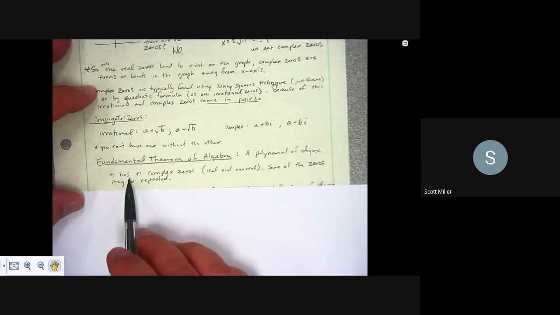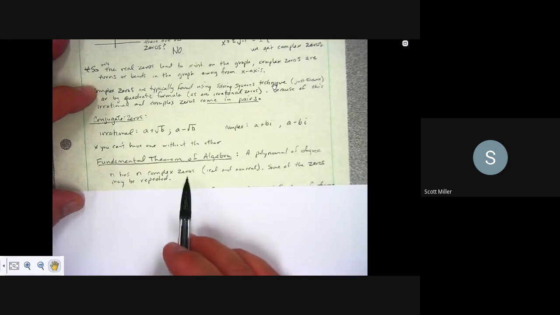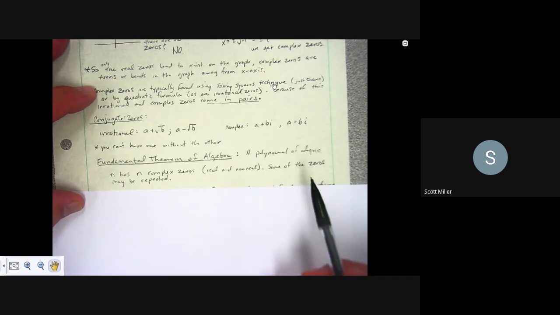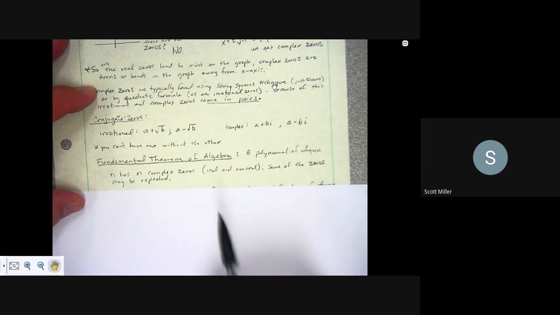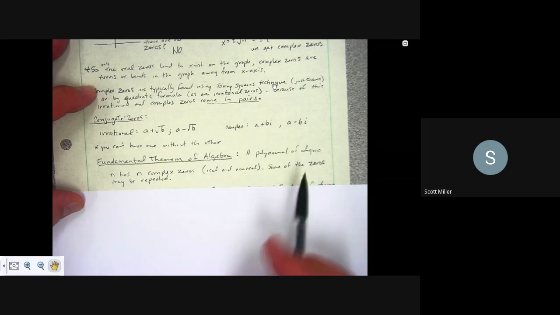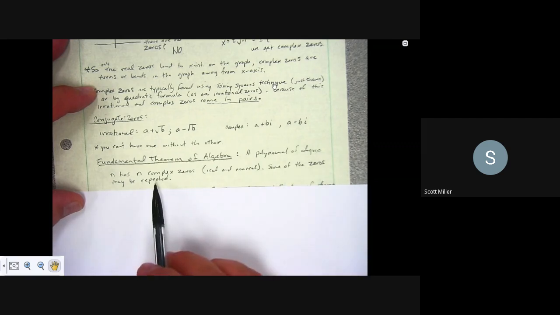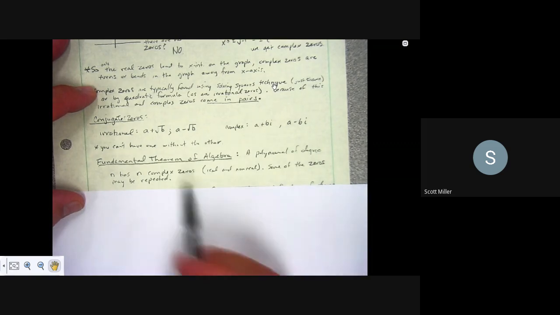The fundamental theorem of algebra basically says this: a polynomial of degree n has n complex zeros, real and non-real. Remember, all the real numbers are also complex. So if I have a polynomial of degree 5, I'm going to have 5 zeros. They could all be real, or they could be a mixture of real and complex. Some of the zeros may be repeated. We talked about multiplicity already, so if I have a zero that happens 3 times, then that counts for 3 of these zeros.